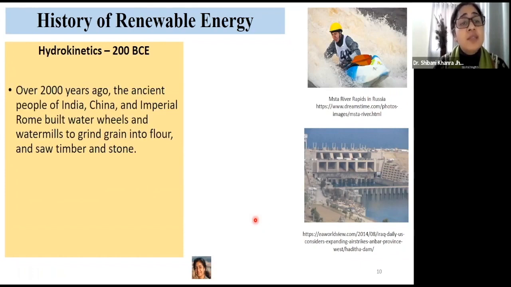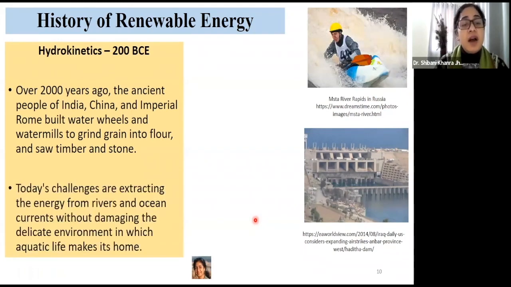Over 2,000 years ago, the ancient people of India, China, and Imperial Rome built water wheels and water mills to grind grains into flour and saw timber and stone. So this is another form of old renewable energy which was already in practice. However, in today's form, the challenges are even more advanced: extracting the energy from rivers and ocean currents without damaging the delicate environment, because environmental concern is one of the major issues these days, in which aquatic life makes its home.